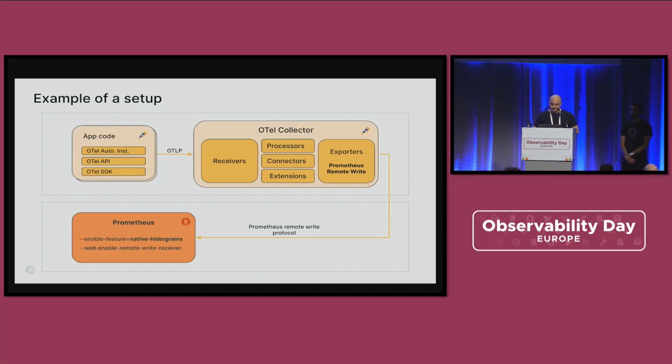So thus we have to enable remote write receiver on a Prometheus server, and additionally we have to also enable the native histogram feature since it is still a beta feature in Prometheus. Besides that, we don't have to add any other configuration to the OTel collector, because the Prometheus remote write exporter translates the histograms automatically.